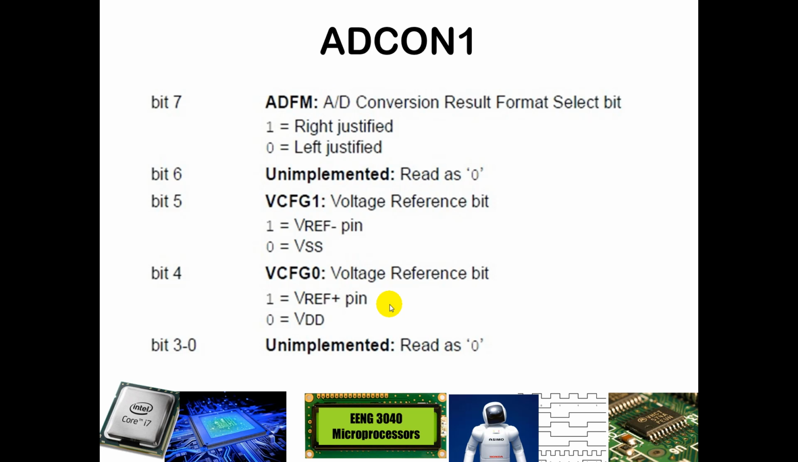Bits 4 and 5 determine what your reference is. So if you want to reference VSS and VDD as your positive and negative voltage range, which we will do in this class, then you just put zeros there. Otherwise, you can independently choose to use reference voltages at the reference minus and reference plus. And then bits 3 through 0 are not used. You can just ignore them.